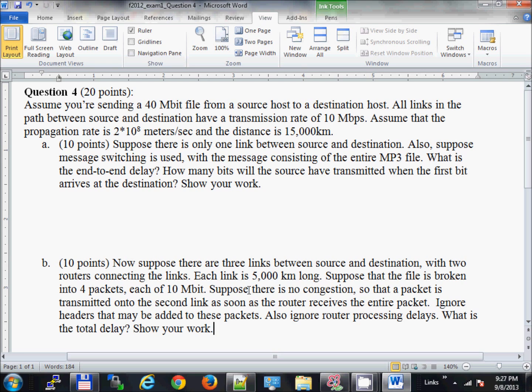Show your work. So we're going to leave the part B for later, and let's work on part A now. There are two questions. What is the end-to-end delay, and how many bits will the source have transmitted when the first bit arrives at the destination? So let's try to answer the first question.